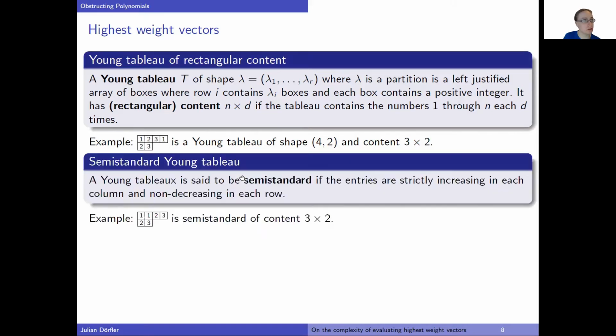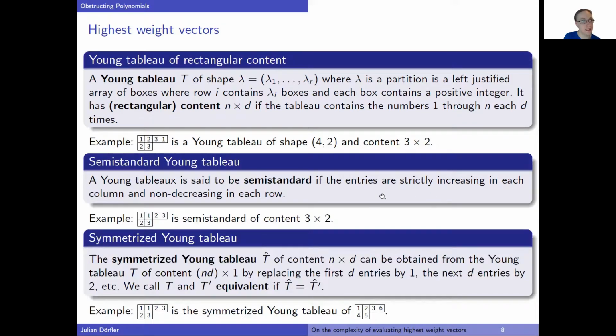There's a second important notion here, which is the semi-standard Young tableaus. A Young tableau is said to be semi-standard if the entries are strictly increasing in each column and non-decreasing in each row. For example, this next one here is semi-standard of content 3 times 2, still with shape 4, 2. Well, this one up here is not semi-standard because 1 is less than 3, so it's not non-decreasing in each row.